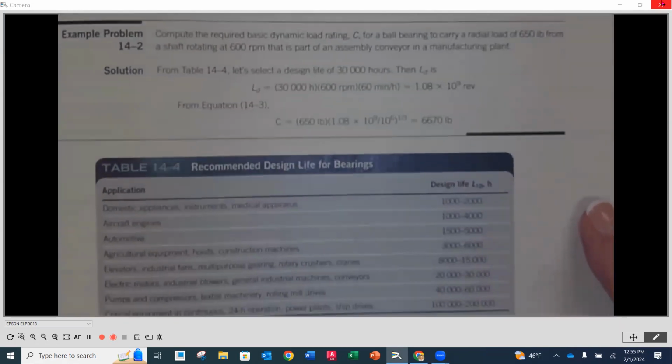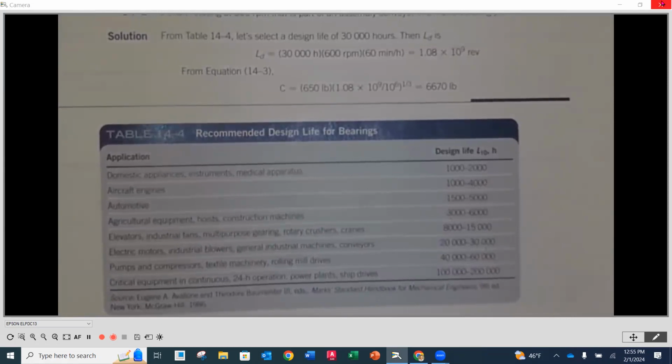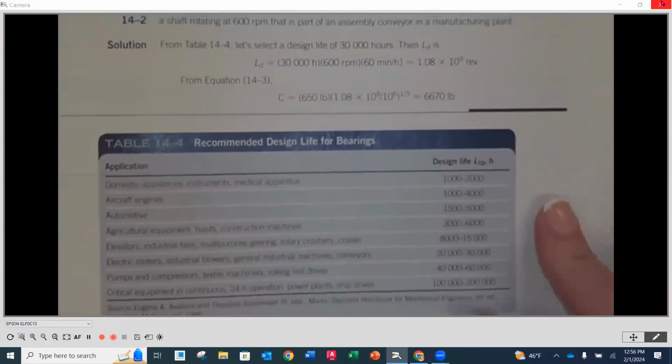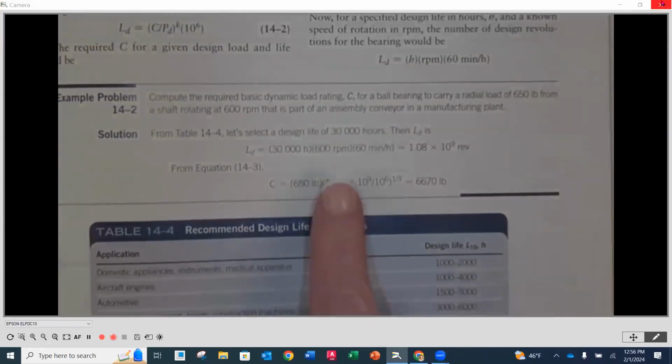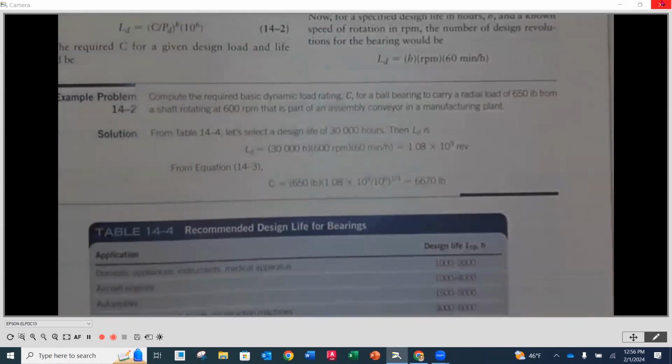So if we go down here and use this as our guidelines, you're going to notice that this line is probably the one, the 20 to 30,000 hours. As a designer, you would know whether that seems like a reasonable number, and that is what your company or your product line is using. For right now, we're going to say yes. You'll notice that they used 30,000 hours, so we're going to use 30,000 hours in our calculation.